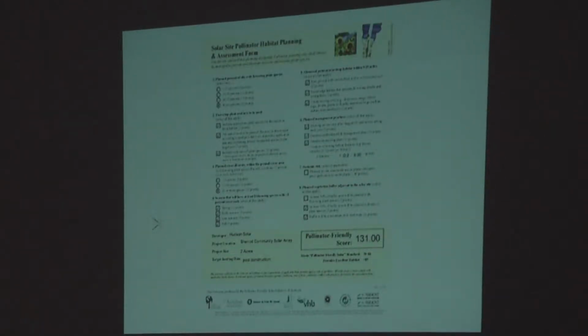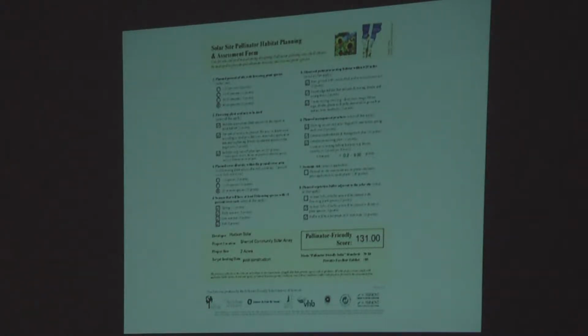This is something I referred to last time, but I wanted to show it. Solar Site Pollinator Habitat Planning and Assessment Form. This is from the state of Vermont. The same consultant that developed this is, I understand, working with the New York State Energy Research and Development Authority to implement the same thing. He's made a presentation to solar developers encouraging us to do this.